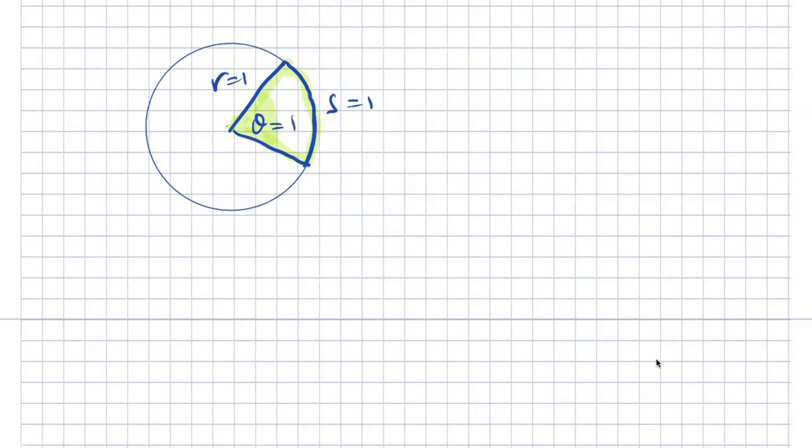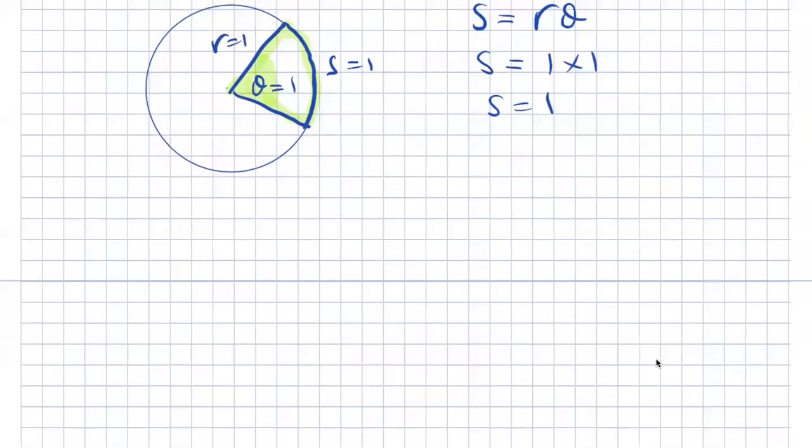Makes sense in terms of the arc length formula, because if S is equal to r theta, then what is S when we get 1 times 1? S is equal to 1. So we can use that knowledge as well, sometimes to quickly solve other problems.